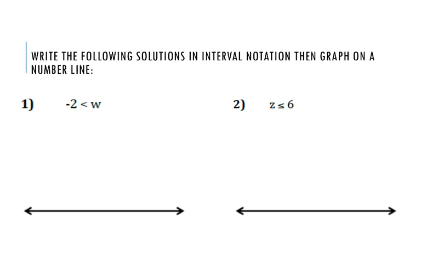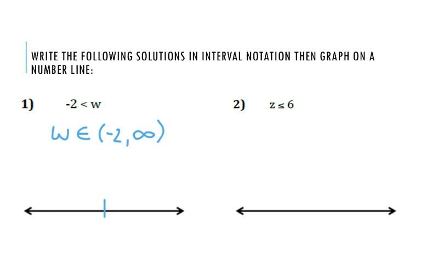So we always start out with our variable, which in this case is w. We write w as an element of. And now we're going to write our interval. Notice that w is greater than -2, so we're going to use a parenthesis at -2, and then positive infinity, and close with a parenthesis.